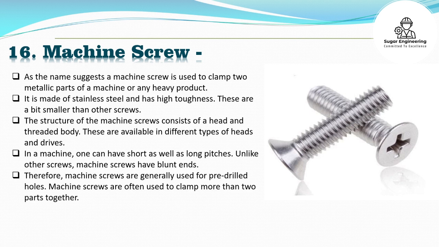Unlike other screws, machine screws have blunt ends. Therefore, machine screws are generally used for pre-drilled holes. Machine screws are often used to clamp more than two parts together.